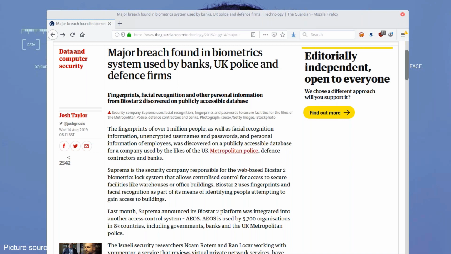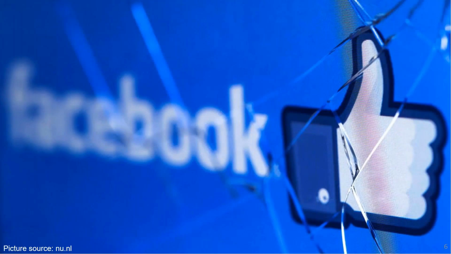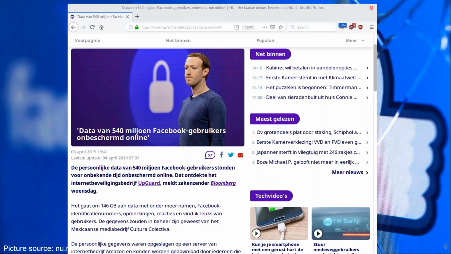Also, it is really important: some time ago, at Facebook, a lot of information leaked. This was actually not a direct leak of Facebook, but this information has been leaked by a third party. However, it is still information coming from Facebook and obtained through that.